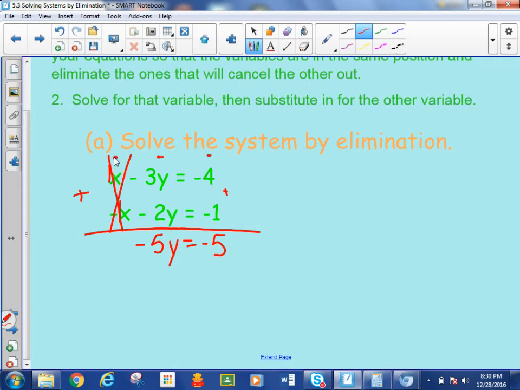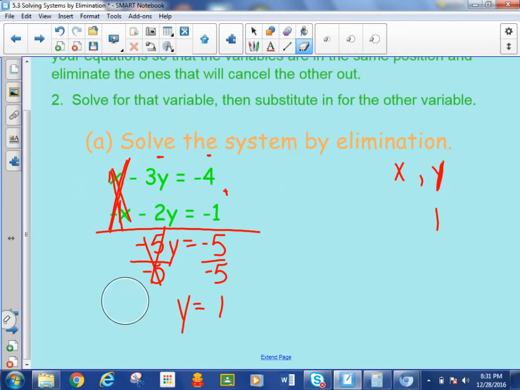Now we're going to solve to get that y by itself. So right now it's negative 5 times y. We're going to divide by negative 5. Divide by negative 5. I find out that y equals negative 5 divided by negative 5, which is a positive 1. So in my x-y combination for my system of equations, I just found out that y is positive 1. Okay, so the first part was to line them up, which they were already lined up here, and eliminate, which is what we did here. We eliminated the ones that were opposites of each other. And now we're going to actually substitute in.